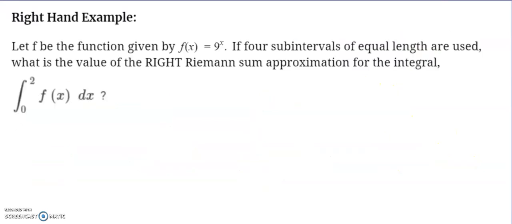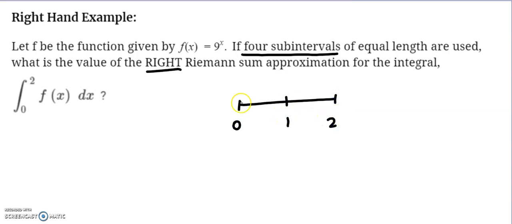All right, so right-hand example, let f be the function given by 9 to the x. If we want 4 subintervals of equal length, so we're going to have 4 subintervals, what is the value of the right Riemann sum approximation for the integral? So what I would suggest doing, we're going from 0 to 2. I like to just draw out a quick little number line, 0, 1, 2. And we're supposed to have 4 intervals, so we'll be at a half, 1, 1.5, and 2.